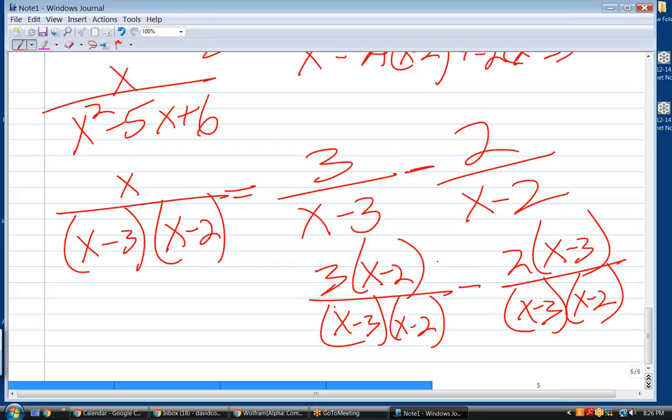Do the math, distribute. On top, you end up with x. On the bottom, you end up with that. Awesome.